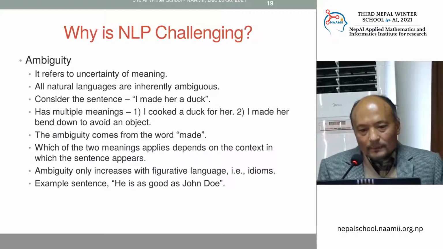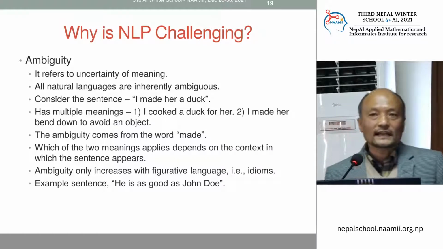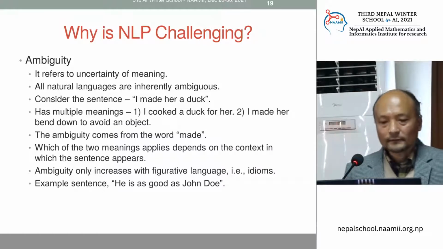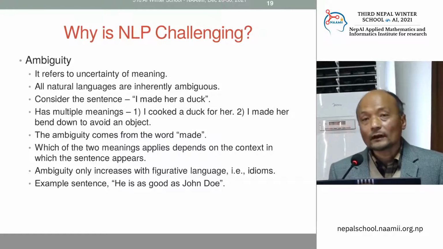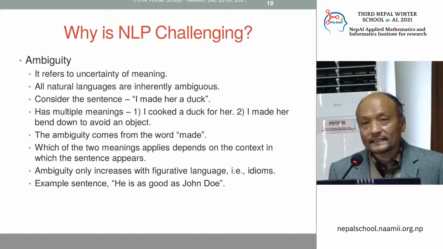So NLP, why is NLP challenging? It's interesting, of course. At the same time, it has a bit of challenge as well, and ambiguity is one of those. Look at this sentence: I made her a dog. It can have multiple meanings, out of which two of the meanings are presented here.